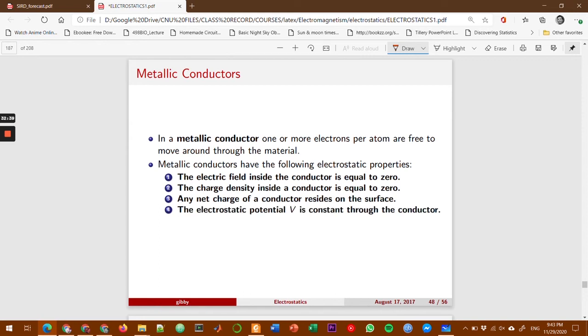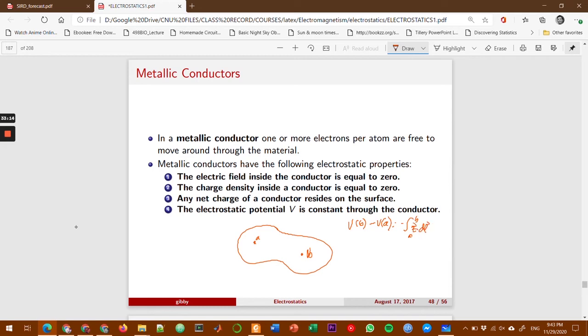And the electrostatic potential V is constant through the conductor. We also call this one as an equipotential. So let's say if you have your conductor here, okay? Let's say gusto mo calculate sa potential din nga point A and potential sa point B. So you have your formula here. We can get the potential difference at B and at A. Ang formula ana is negative E dot dl.